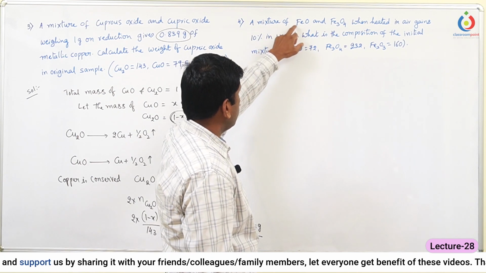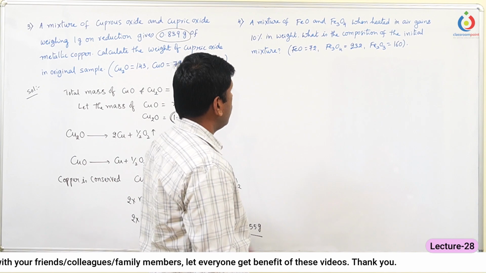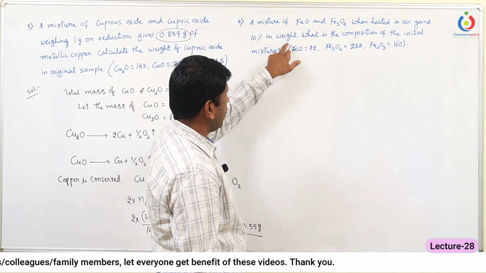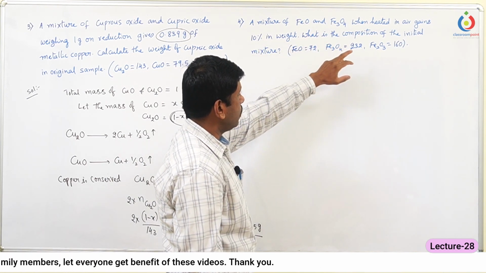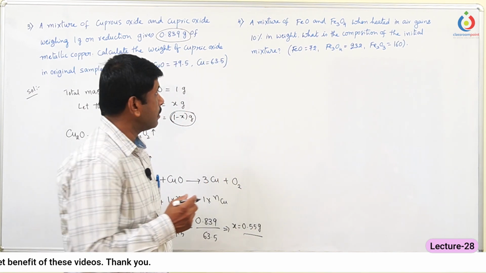A mixture of FeO and Fe3O4 when heated in air gains 10% in weight. What is the composition of the initial mixture? So let's write down the equation for this.